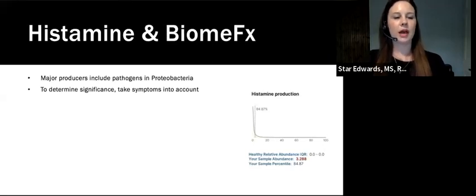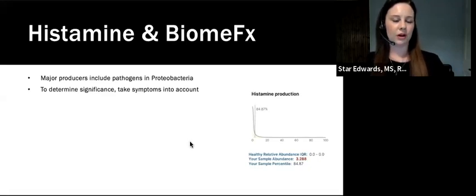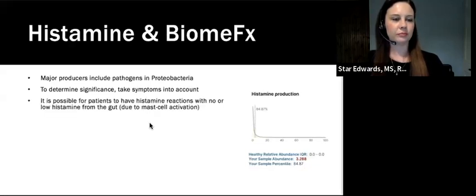And really, when we look at the significance of histamine production on BiomeFx, again, we need to take into consideration the patient's symptoms. You can have a very low level of histamine production, and you can have patients that have high histamine type symptoms because it's not just coming from the gut. It actually is possible that you do have patients with maybe hardly any histamine at all showing up, but they do have a lot of mast cell activation symptoms, and that's because it could be more of a mast cell issue than just the gut producing too much histamine.